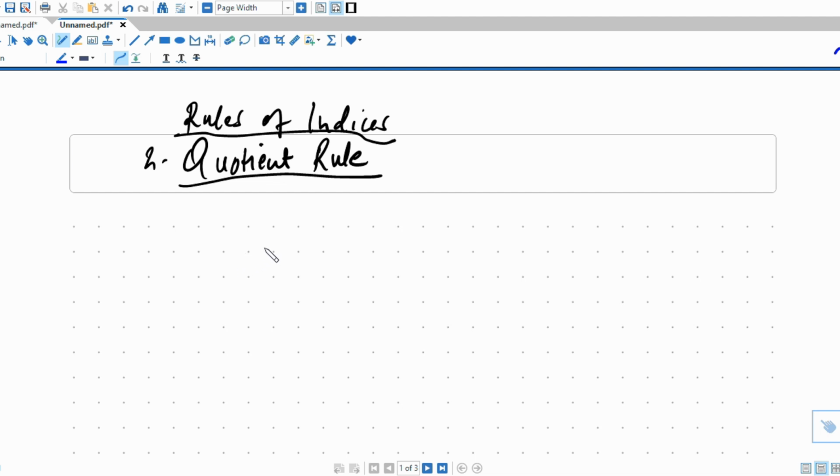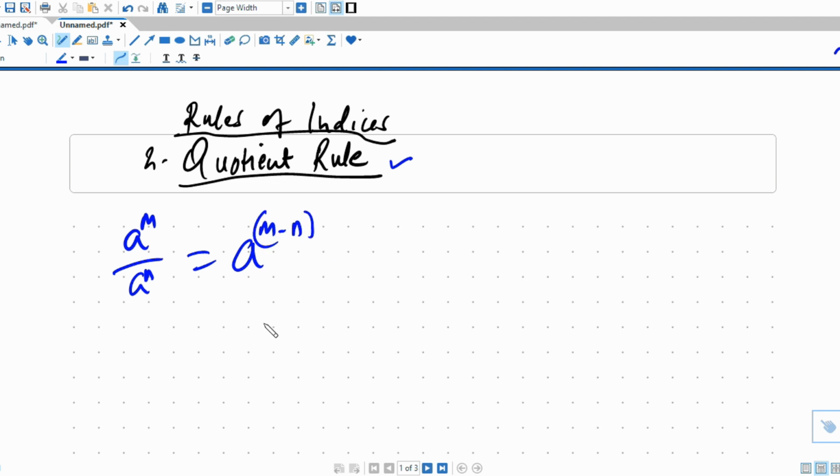Another rule of indices is known as the quotient rule, as shown here. Now, quotient rule simply means that when you divide two expressions of the same base, you subtract the powers. If you have a raised to m over a raised to n, you simply subtract the powers.